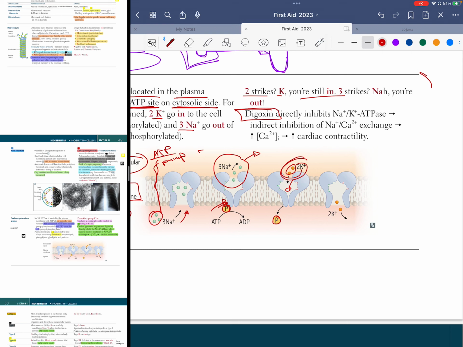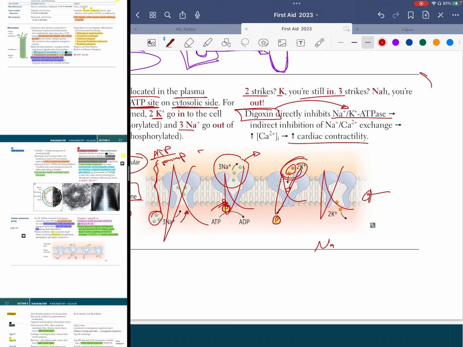Digoxin directly inhibits. If you do have the medication digoxin, it directly inhibits the potassium sodium ATPase. Indirect inhibition of the sodium calcium exchange leads to a calcium increase in the cell, and that leads to increased cardiac contractility. So if we have a patient with a cardiac problem that we are using digoxin for, the digoxin basically goes immediately and inhibits that pump, directly working on it. And if it does, then it will subsequently lead to the inhibition of another channel, the sodium calcium exchanger.